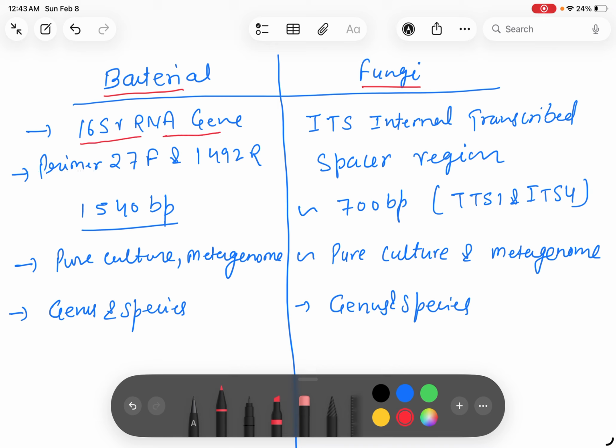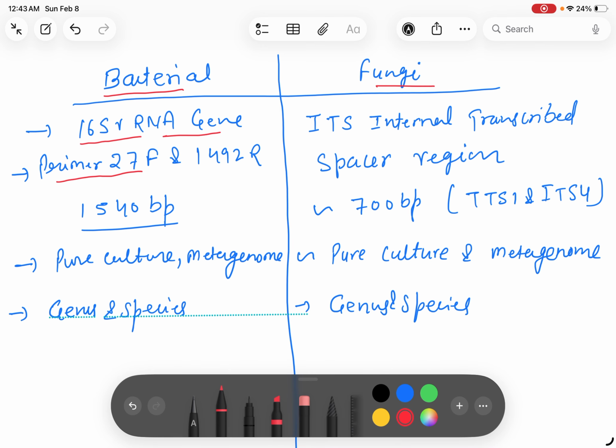For this we can use the 27F forward primer and 1492 reverse primer. The size of the amplicon is about 1540 base pair.